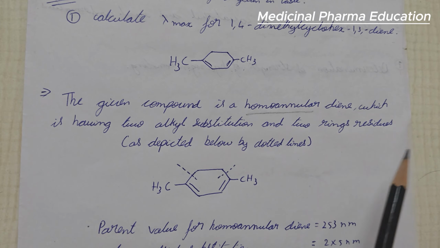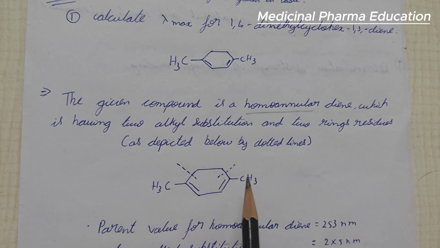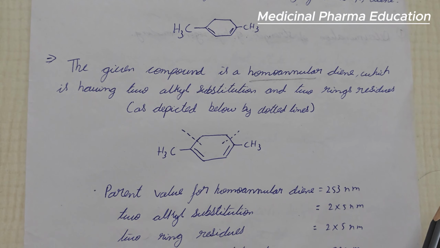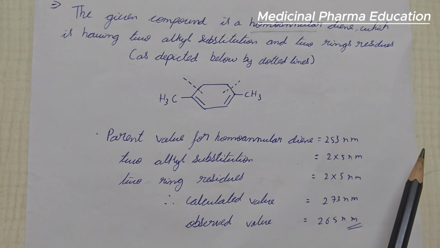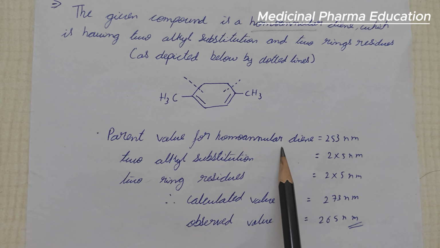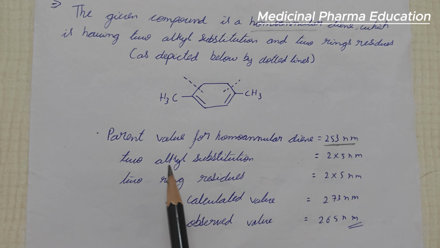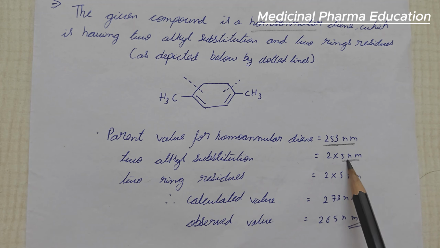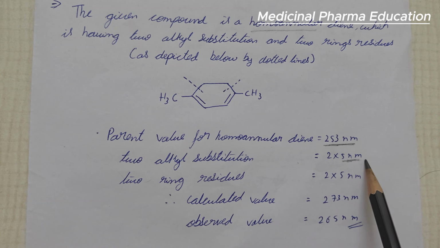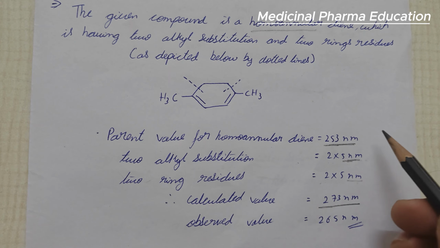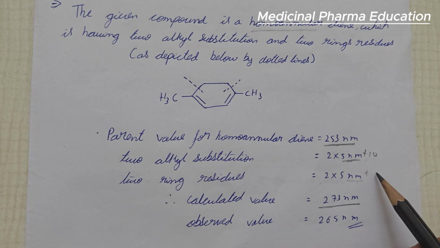Next, it contains two ring residues. By this we can tell that the parent value, or homoannular diene standard value, is 253 nanometers. Two alkyl substituents are 5 nanometers each, so it's 10 nanometers. Then two ring residues, 5 nanometers each, so 2 into 5 nanometers. The calculated value, by calculating 253 plus 20, is 273 nanometers.